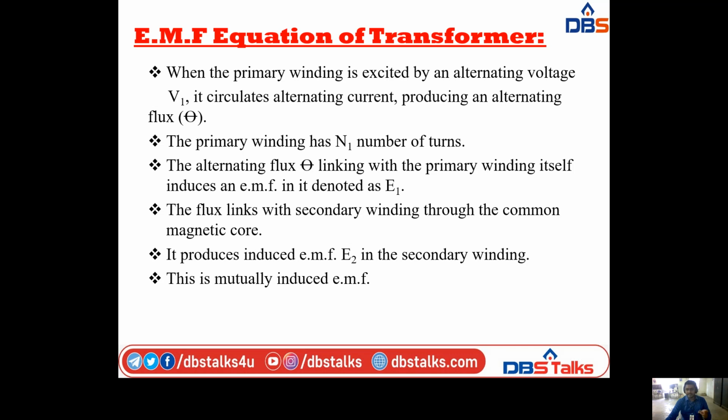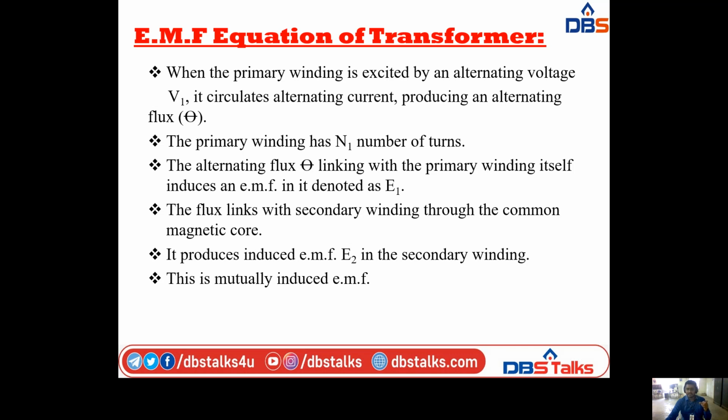Next, the primary winding has N1 number of turns. If you observe the diagram of the transformer, it consists of the number of turns on the primary winding, that is N1, and the number of turns in the secondary winding, represented as N2. So here the primary winding has N1 number of turns. Next, the alternating flux phi linking with the primary winding itself induces an EMF denoted as E1.